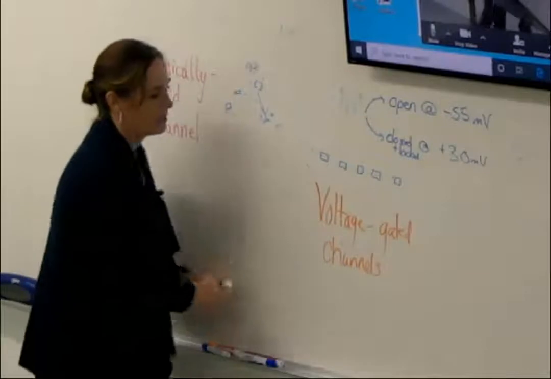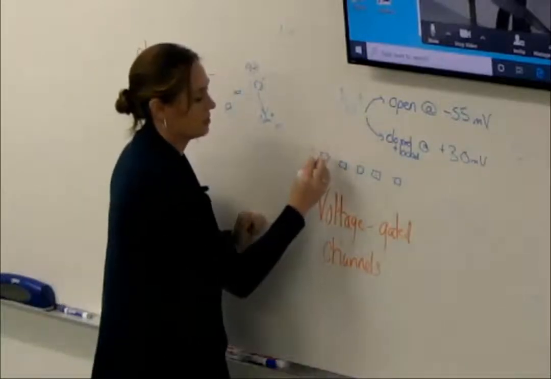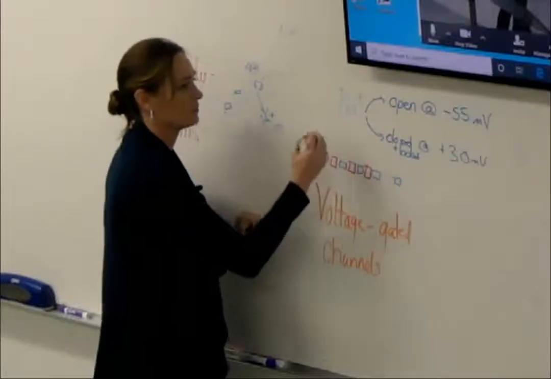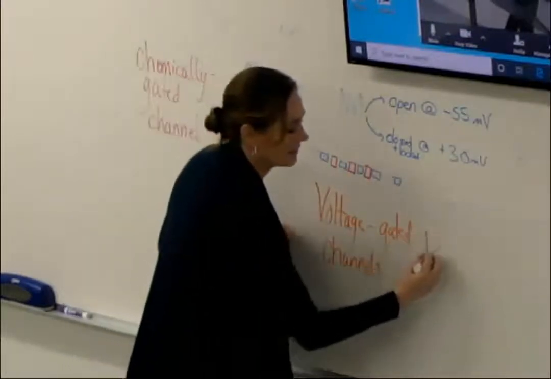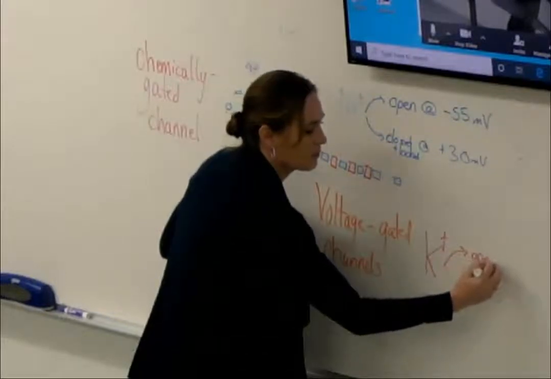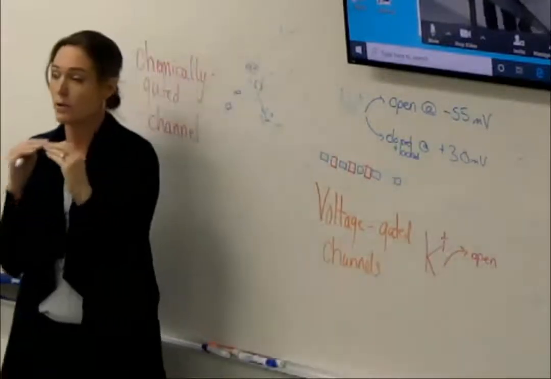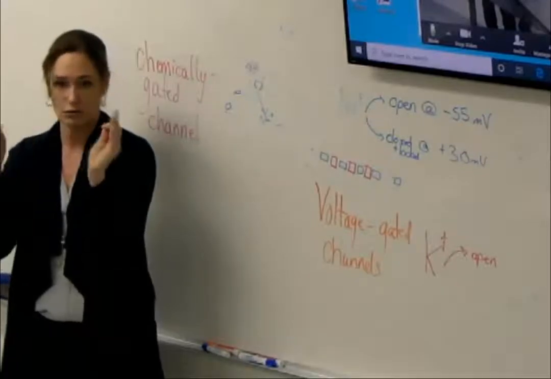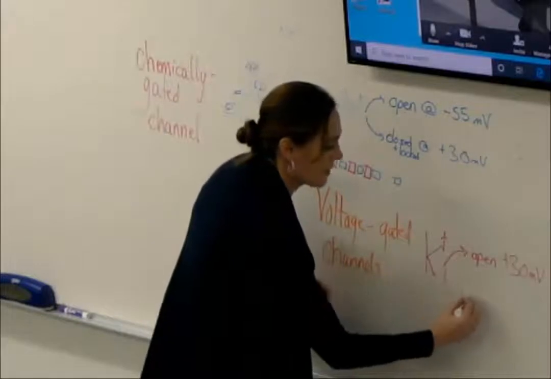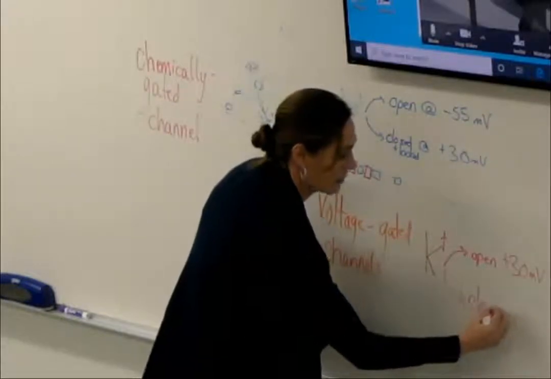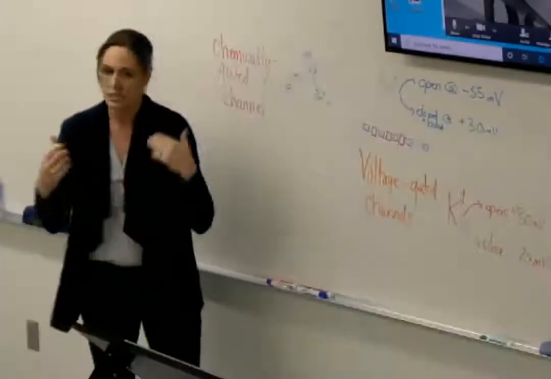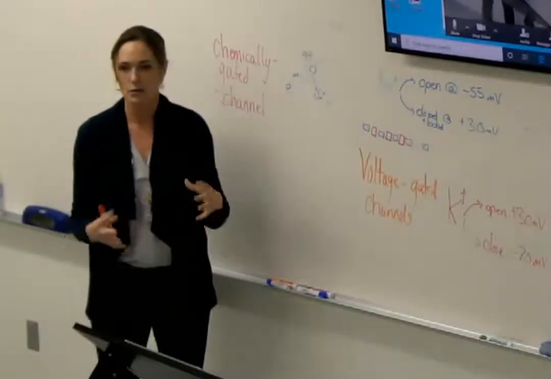To be complete, let's put the same voltages for the potassium channels. So for the potassium channels, what would cause them to open? What voltage would we have to get to? Plus 30. Positive 30, exactly. And at what point would they close again? Minus 70, exactly.